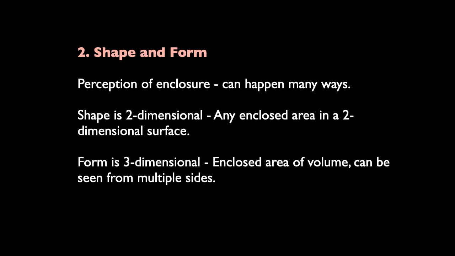Shape and form. This involves a perception of enclosure, and it can happen in many ways. Technically, shape is a two-dimensional term. Any enclosed area in a two-dimensional surface is referred to as shape. Form is three-dimensional. An enclosed area of volume that can be seen from multiple sides is referred to as form. But these terms are usually used interchangeably, and so those distinctions don't always bear out when people are actually talking about these things.